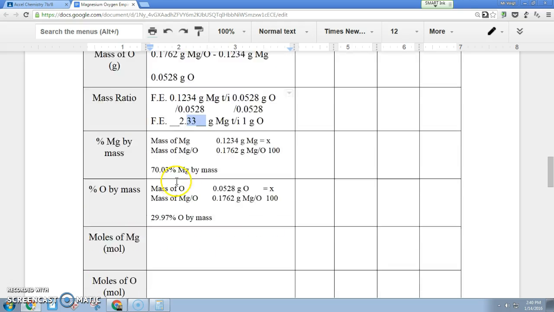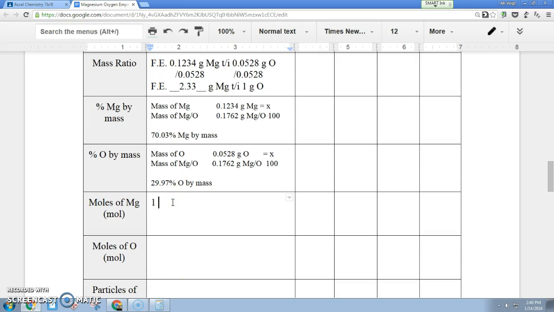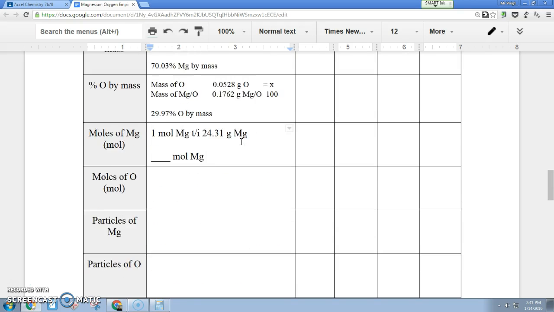That's the same thing. Okay, now we need to go to moles of magnesium. So I know that 1 mole of magnesium has a mass of 24.31 grams, going off my best memory of the periodic table. That's what I know. And in this case, I am solving for moles of magnesium. And I don't have 24.31 grams. I have 0.1234 grams.